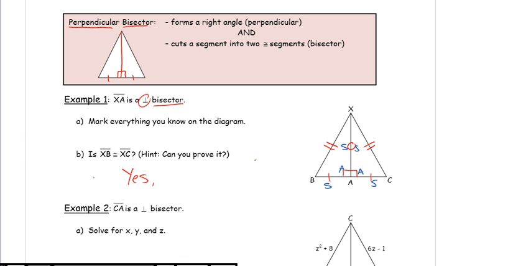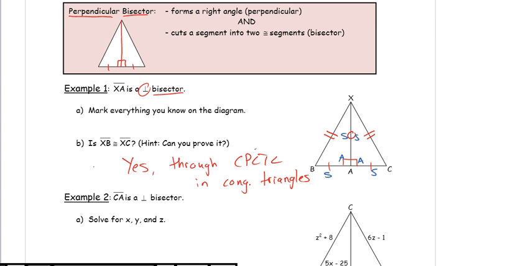So we're going to say yes, and if you want to make a note of it, it's through CPCTC, corresponding parts in congruent triangles. Remember, you need them to be congruent first, and then you can say their parts are congruent.